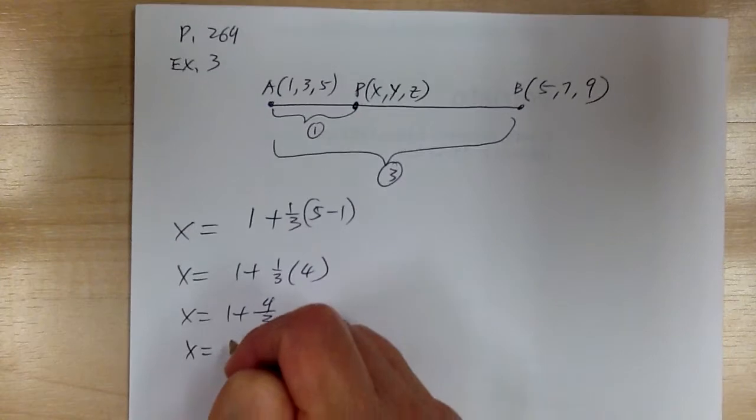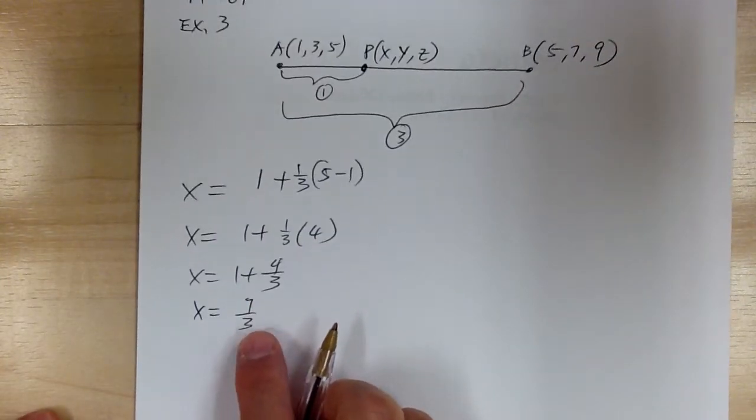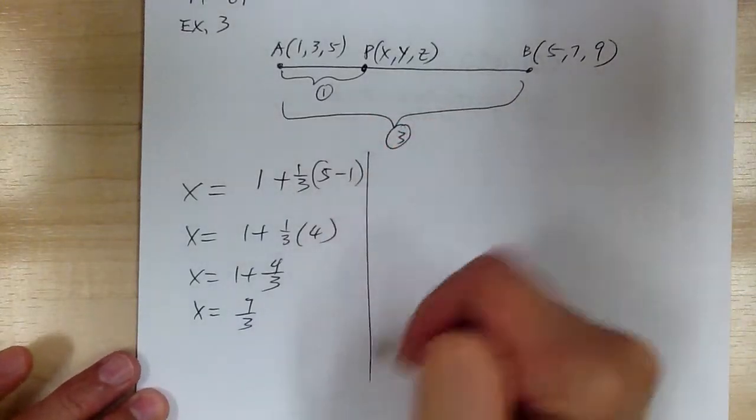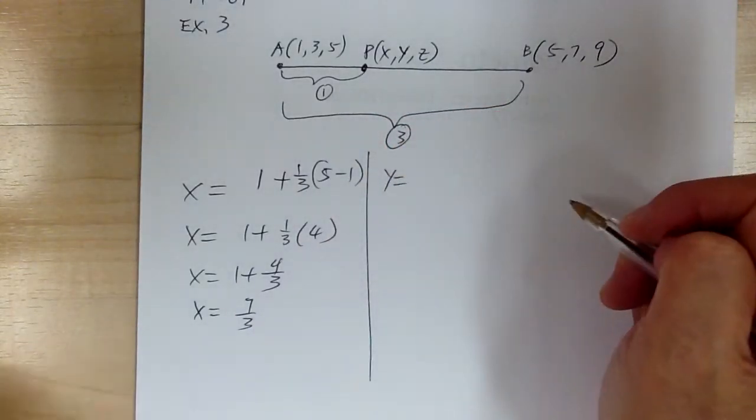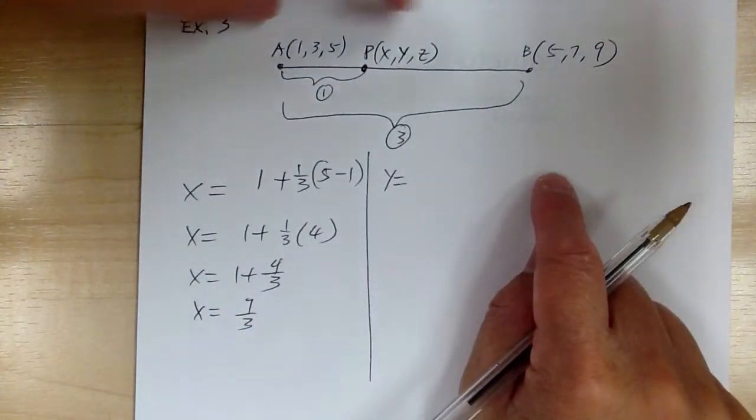So x equals 7/3. And I would prefer that you use fractions. Now you do the same thing with y, right? So for y, when you draw this, just draw it horizontally, that's fine.